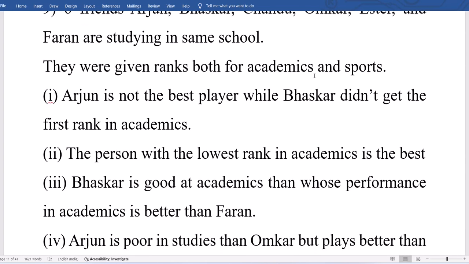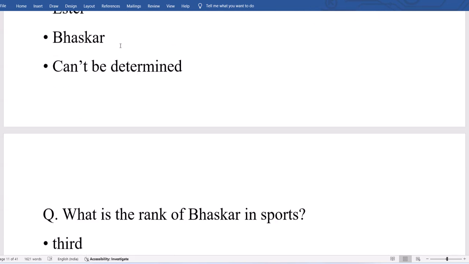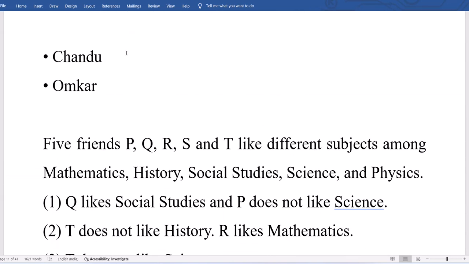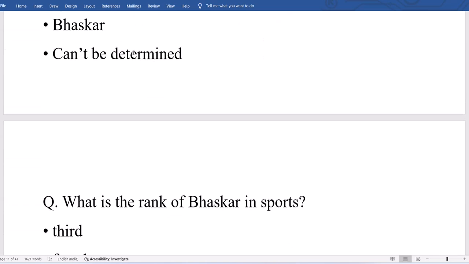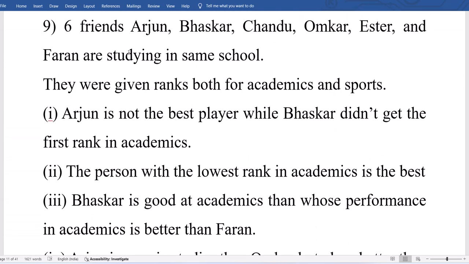Because in Accenture, for one puzzle, they ask multiple questions, no? Here also you can observe there are multiple questions related to the same data. So just see what way we can approach this question. The 6 friends A, B, C, D, E, F are studying in the same school. They were given ranks for both academics and sports. 6 people have different academics ranks, and in sports maybe some person got the same rank in both also.